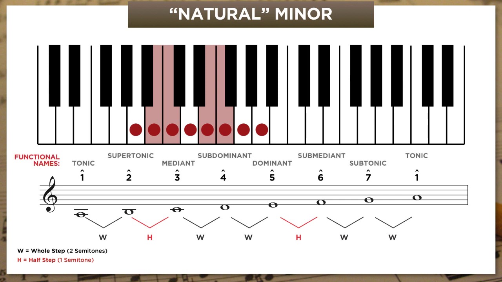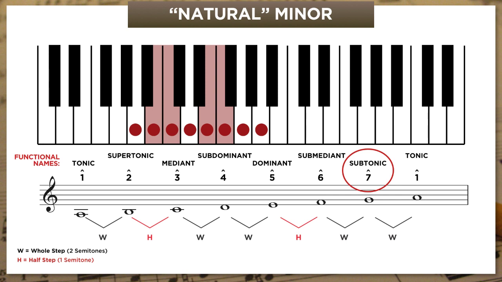We also have functional names, as we did in major, and these are all the same except for one. Notice that scale degree 7 is no longer called the leading tone. Now it's called the subtonic. The reason is that in natural minor, we no longer have that magnetic half-step relationship between 7 and 1. Now there's a whole step. You remember the sound, and I hope the feeling of going from 7 to 1 in major, that pull of the leading tone up to tonic. In natural minor, we don't have that. It doesn't have that same pull.